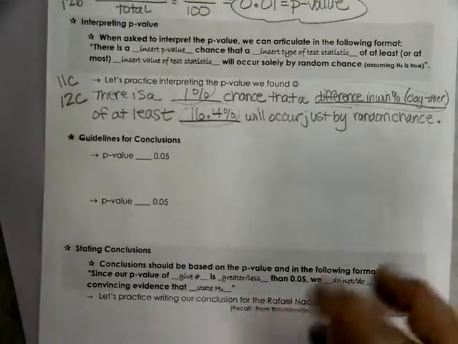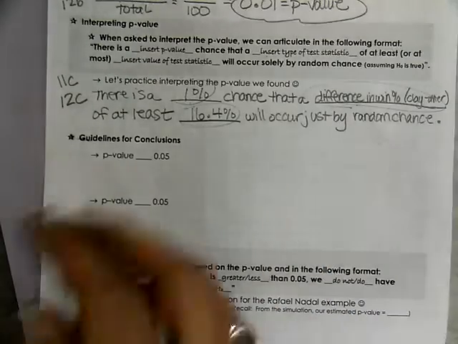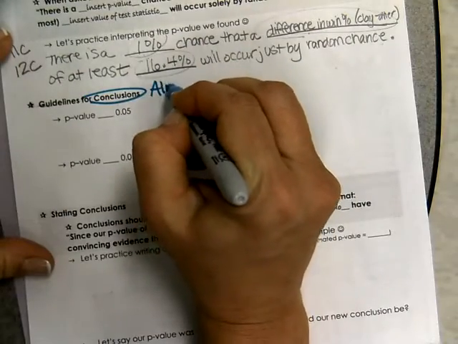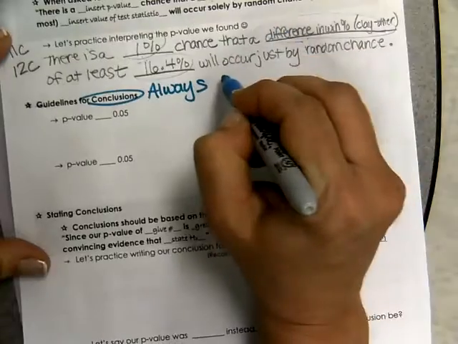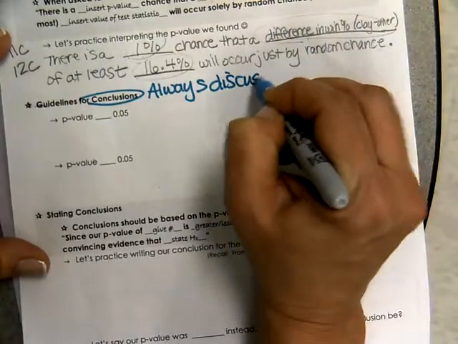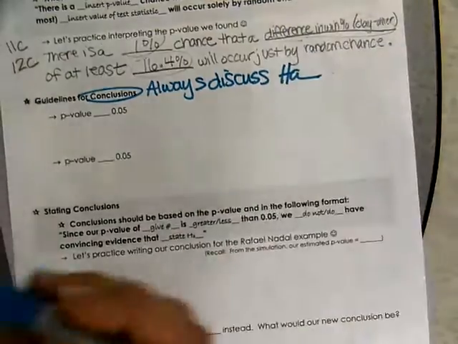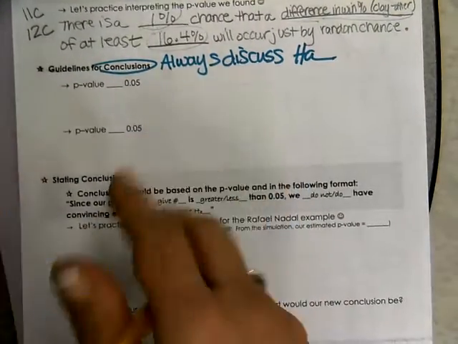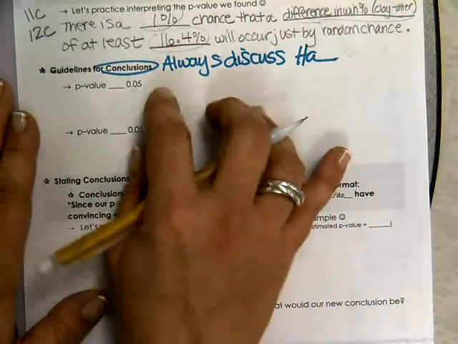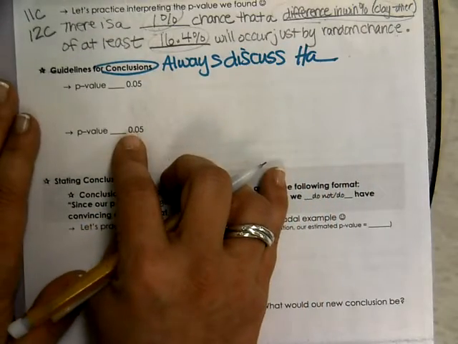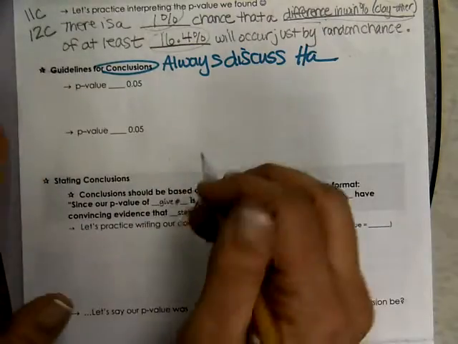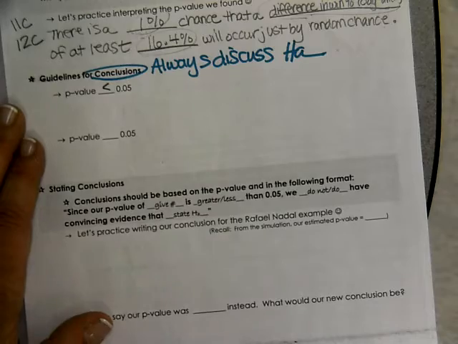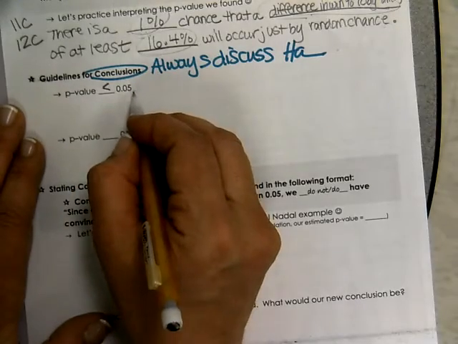So now let's talk about guidelines for conclusions. In our conclusions, we always, notice this is in a big marker, we always discuss our alternate hypothesis, HA, okay? And this is that 5% we were talking about. 5% is like 0.05 as a decimal. That's our cutoff. Remember, we said if something happens less than 5% of the time, that this is special.